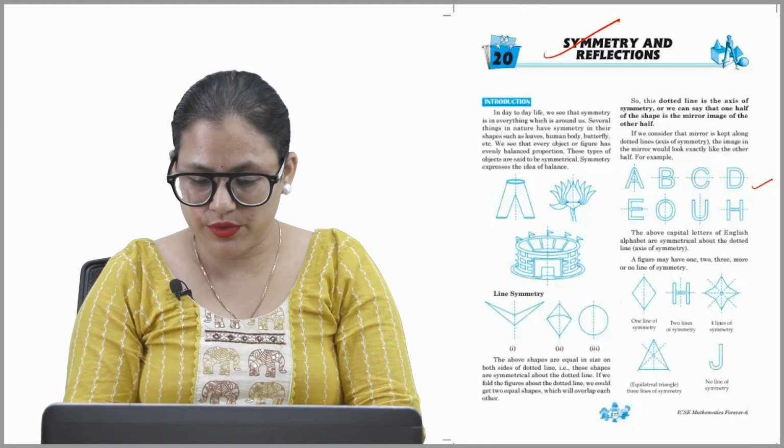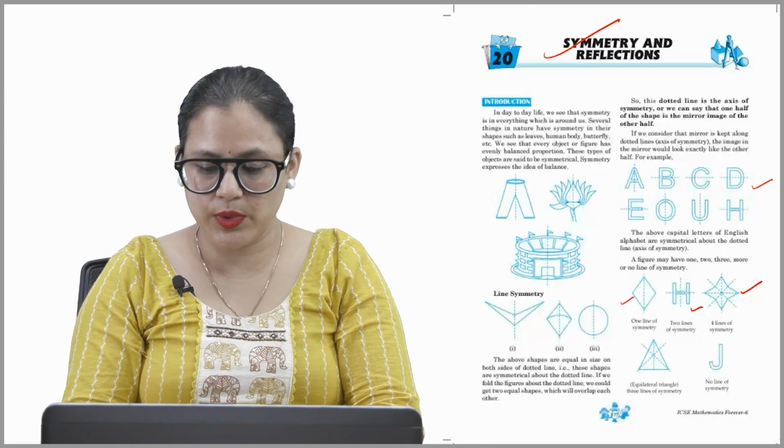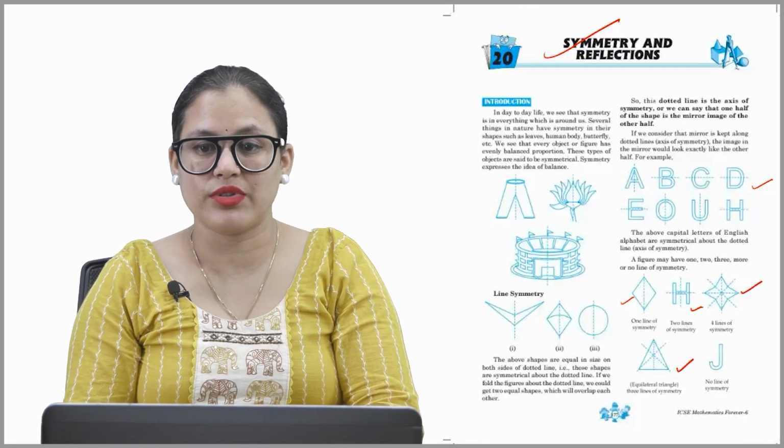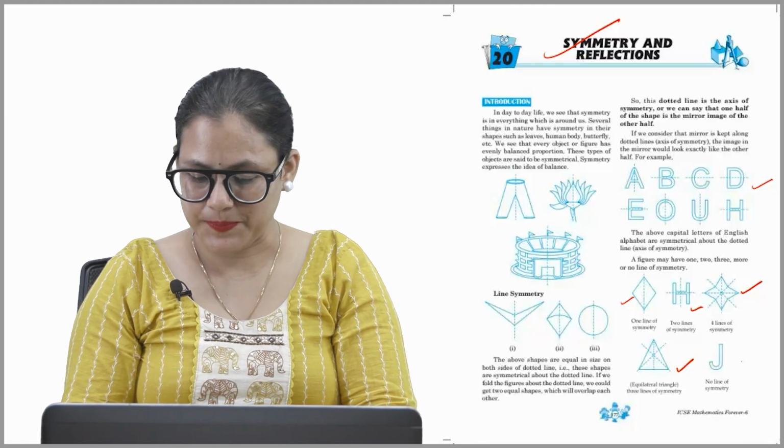See, this has one line of symmetry, H has 2 lines of symmetry. This figure has 4 lines of symmetry. Equilateral triangle has 3 lines of symmetry. Capital J has no line of symmetry.